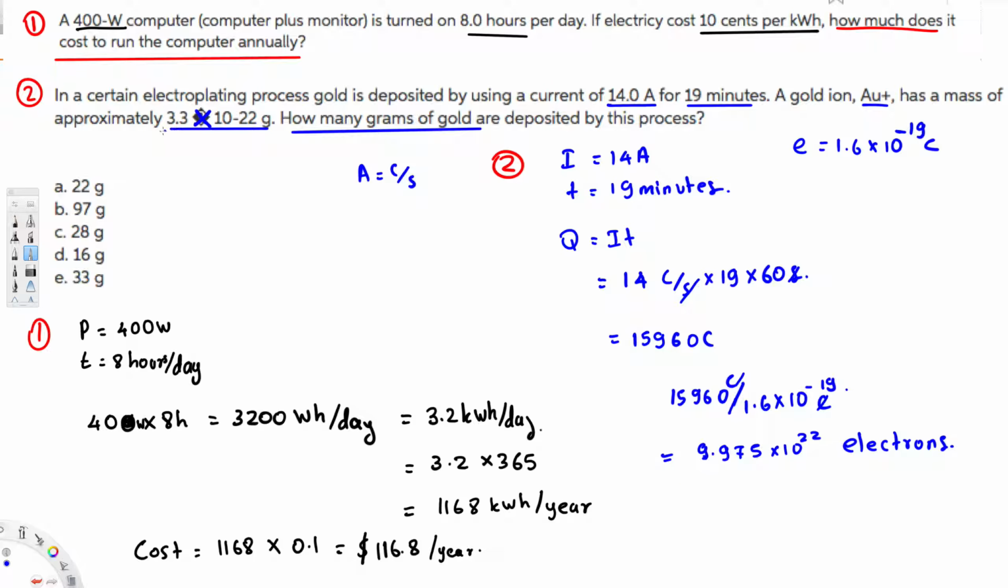All we have to do is multiply the mass of the gold ion by these electrons. So the total gold deposited is going to be equal to 9.975 times 10 to the power of 22 electrons times 3.3 times 10 to the power of minus 22 gram. Here, 10 to the power of 22 and 10 to the power of minus 22 cancel, and 9.975 is approximately 10. So 10 times 3.3 is approximately 33 gram. That matches answer E. So the answer for the second question is E.